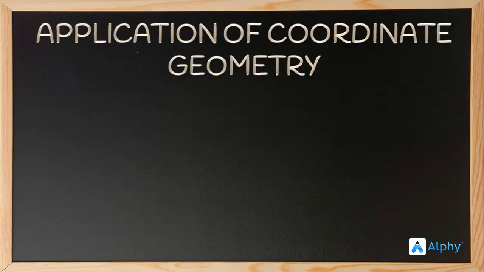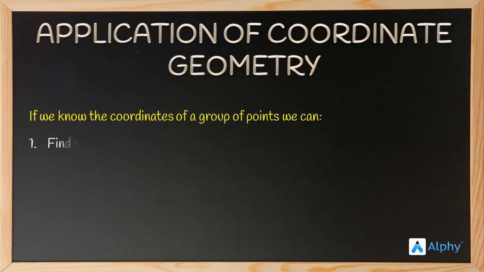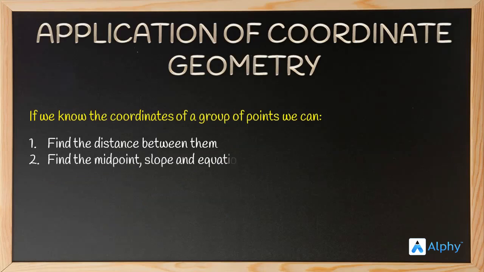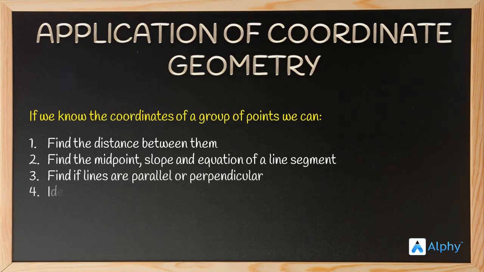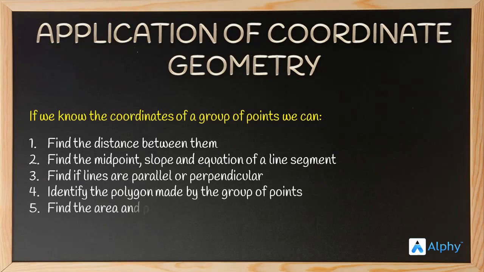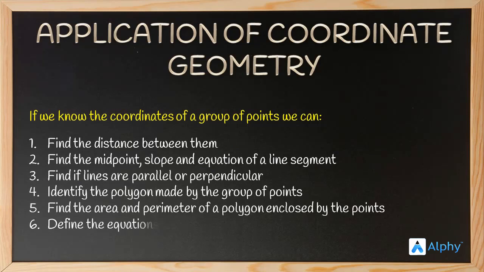So, what is the use of coordinate geometry? Here we'll see different applications of coordinate geometry. If we know the coordinates of a group of points, we can, number 1, find the distance between them, find the midpoint, slope and equation of a line segment, find if lines are parallel or perpendicular, identify the polygon made by the group of points, find the area and perimeter of a polygon enclosed by the points, define the equations of curves, circles and ellipses.